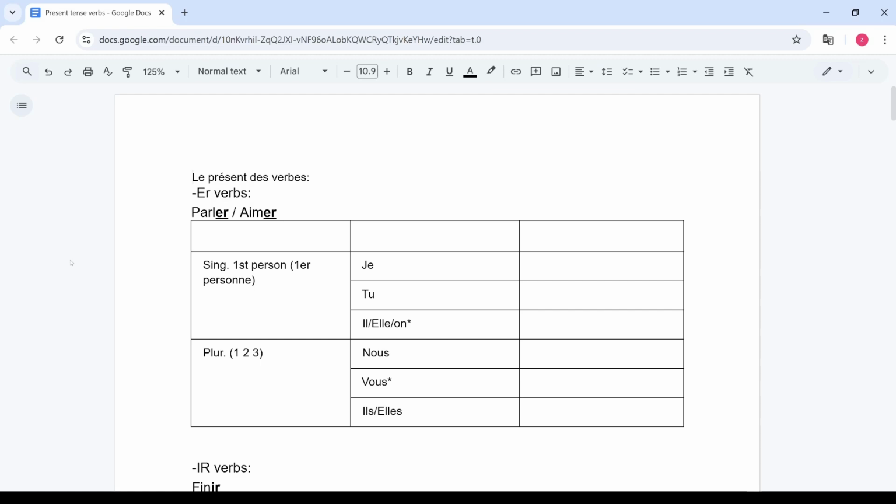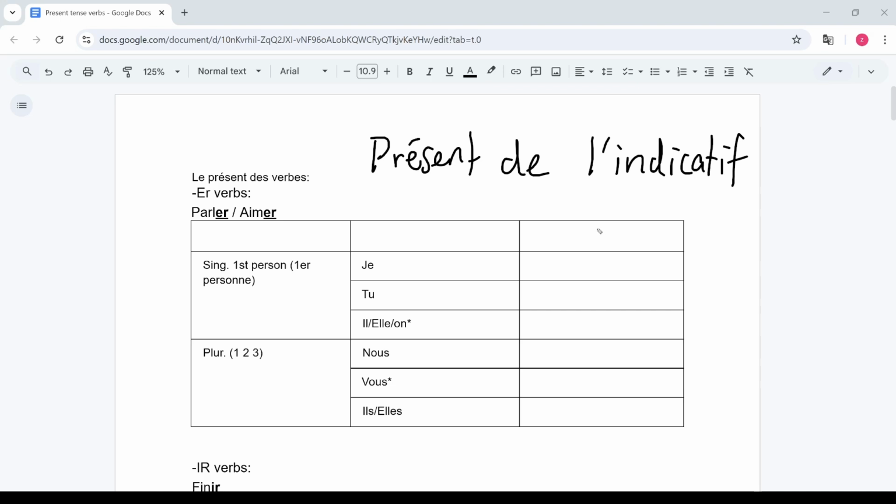For present tense, we call it present tense, but what we actually mean is a tense called présent de l'indicatif. You don't really need to remember this one, but just so you know for the future, present tense is présent de l'indicatif. It's also usually the first tense that we learn in French.